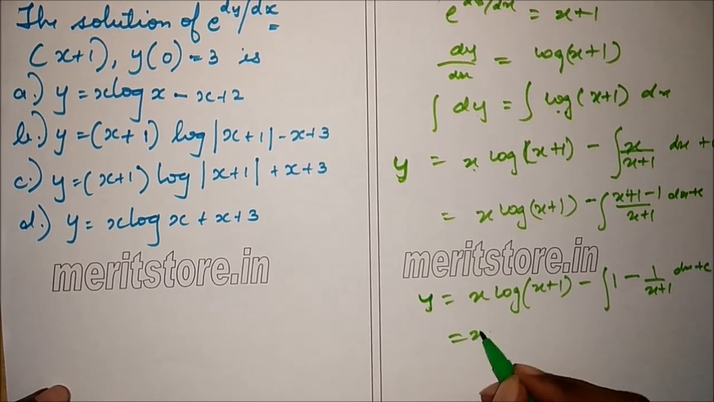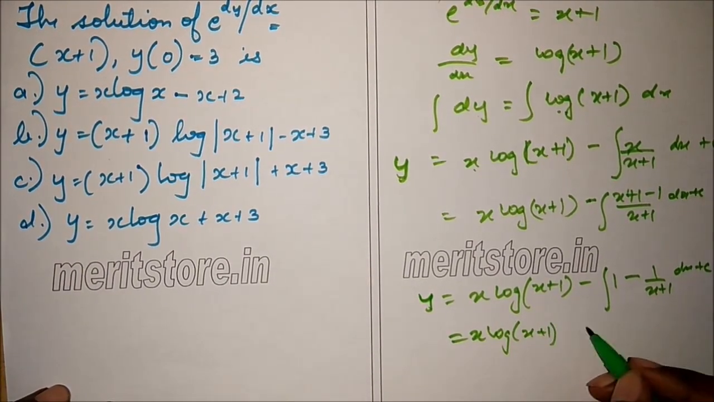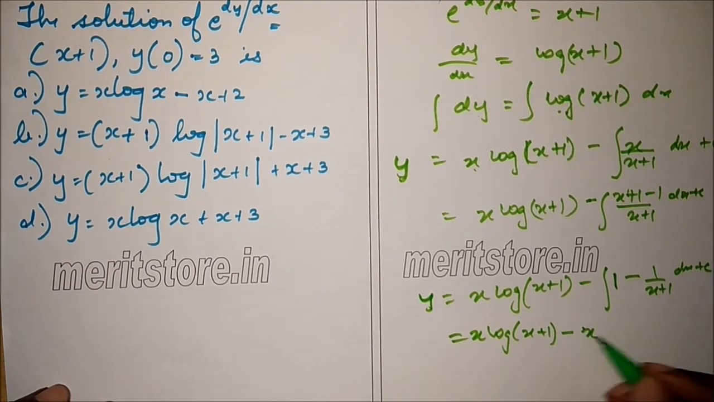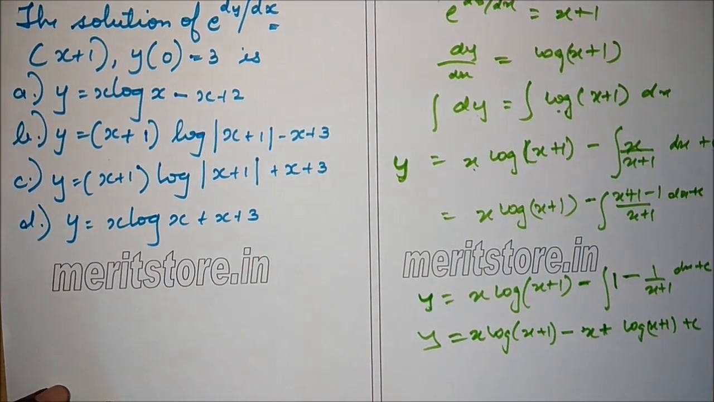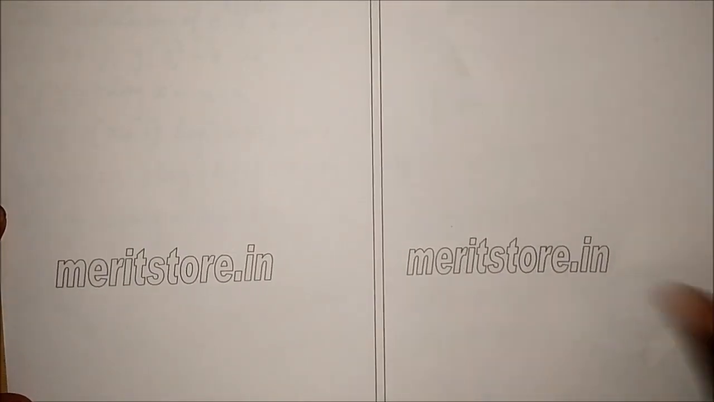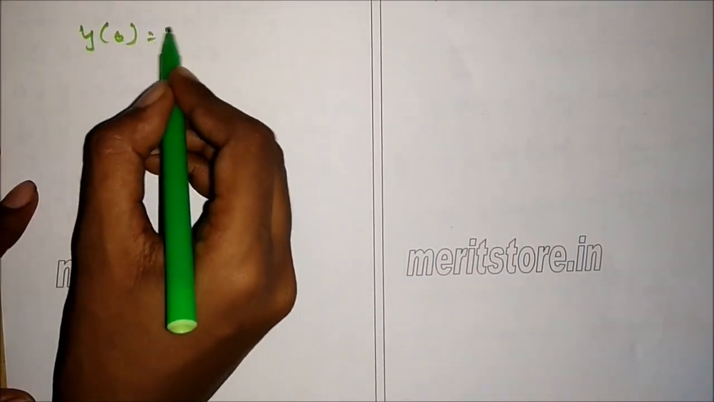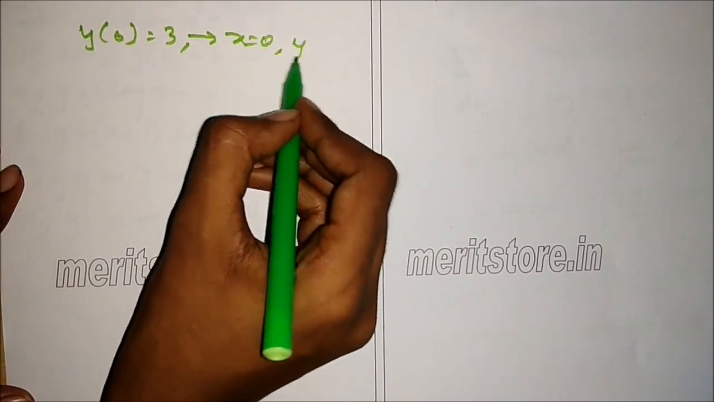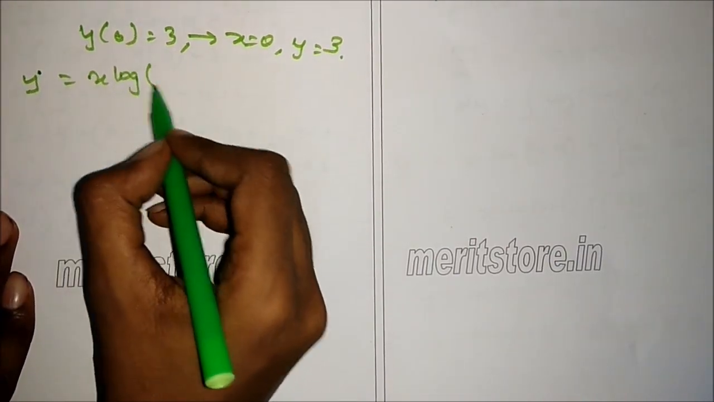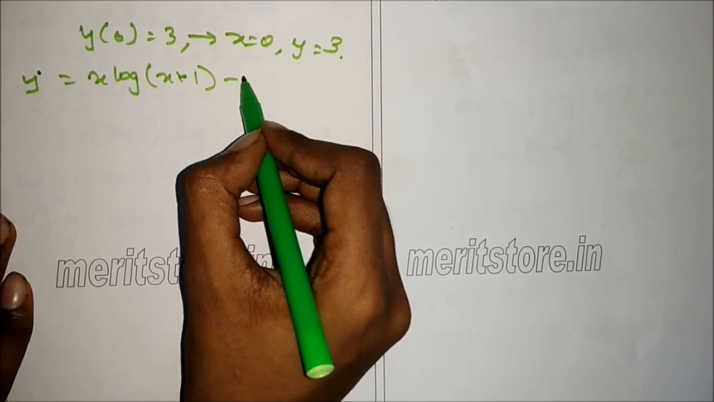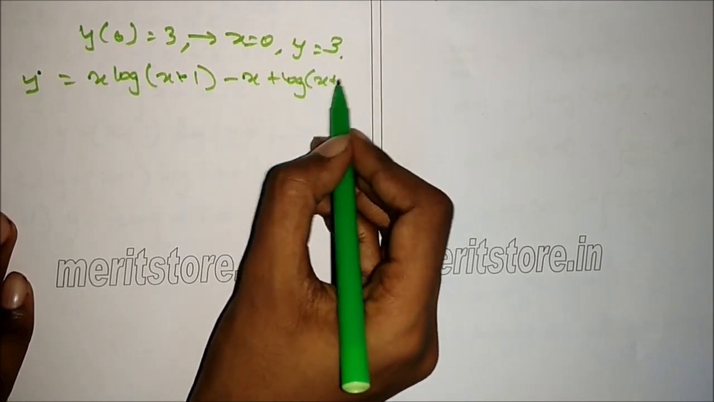So now we integrate, this will be x log x plus 1 minus integration of 1 is x, minus into minus is plus, log of x plus 1 plus c, and this is equal to y. So when x is 0, y is 3, that is y of 0 is 3. So this means when x is 0, y is 3. So y was x log x plus 1 minus x plus log of x plus 1 plus c.